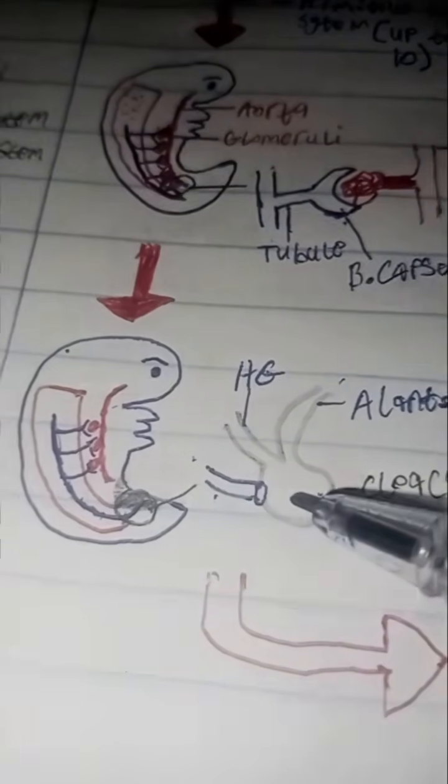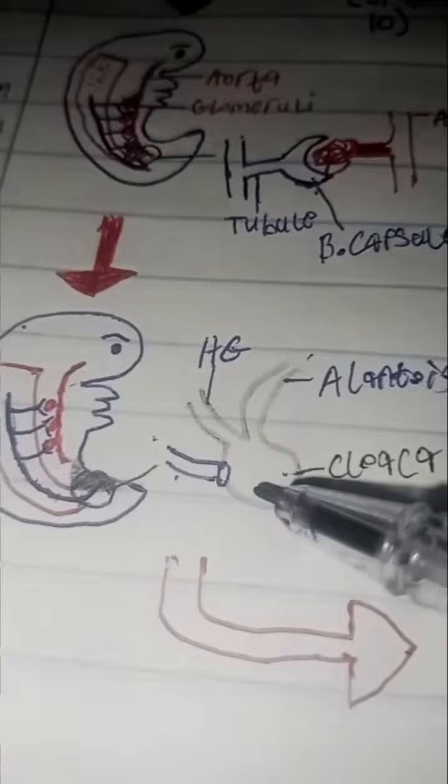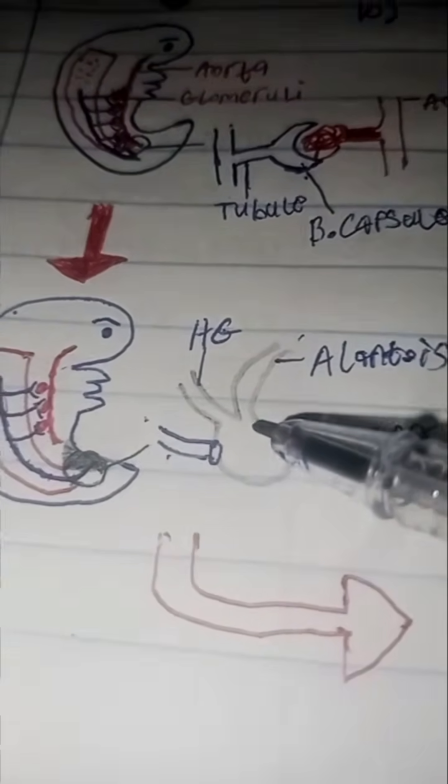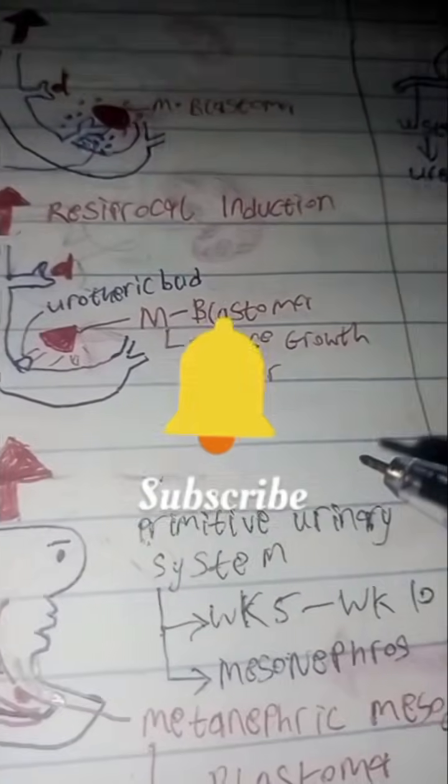They all drain into the cloaca, and they all drain out through the allantois. Next week, we'll be looking at development of the kidney, so the renal pelvis.